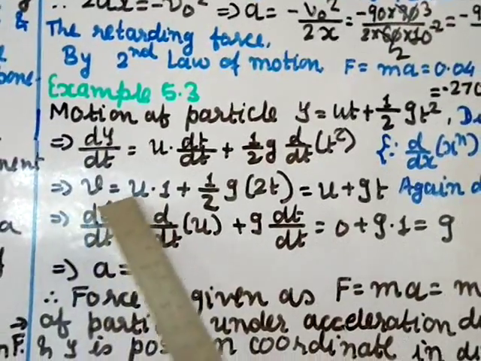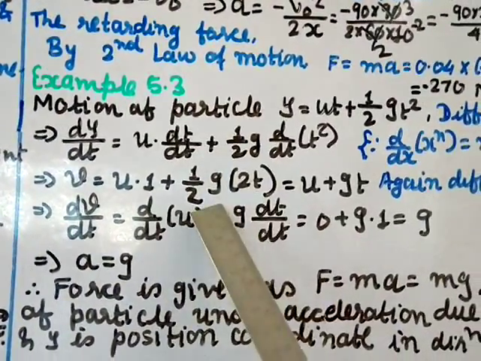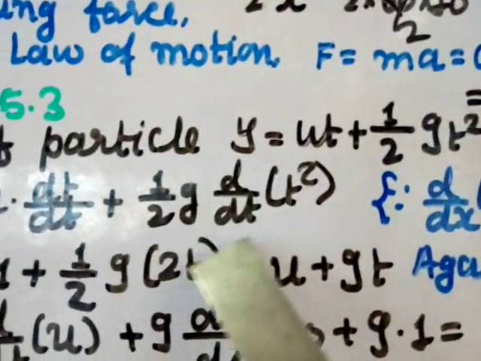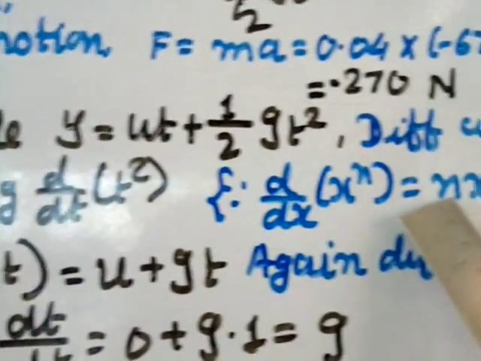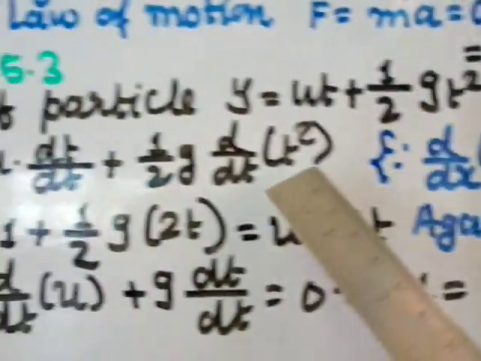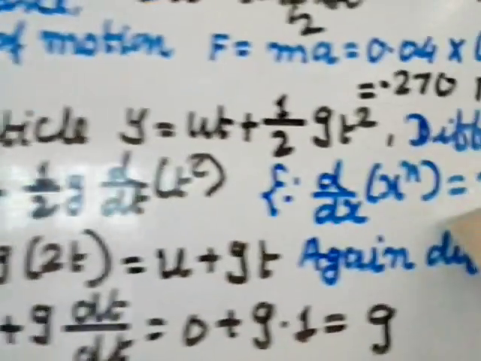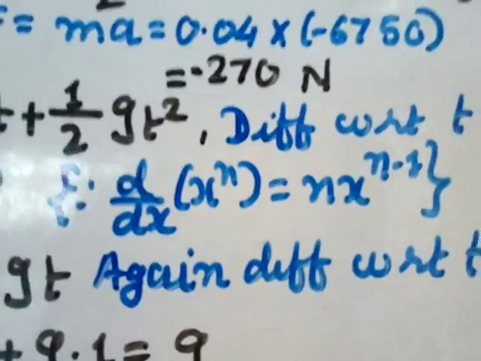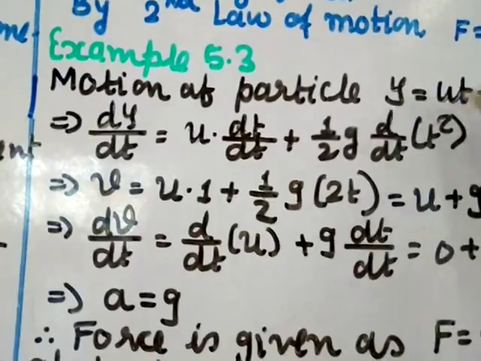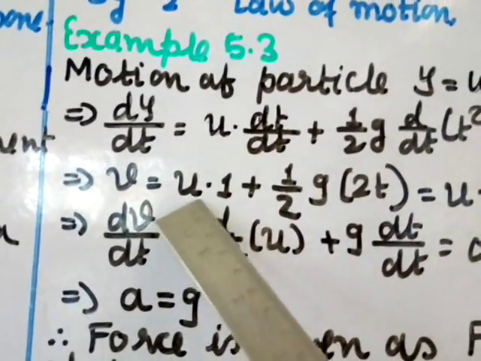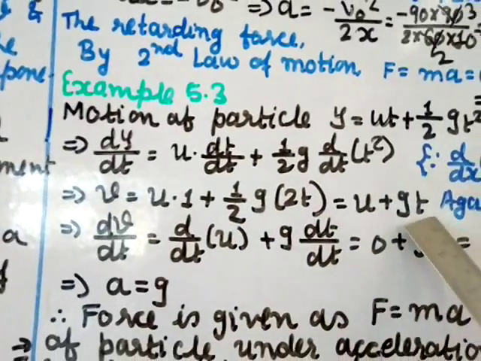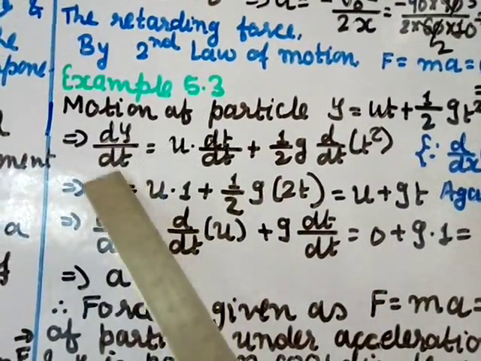So you write here v is equal to u into 1 plus 1 by 2 g as it is, and for t square, you use the formula. Instead of n, you have got 2 here, right? And it is t with respect to t. So you write here 2 into x power 2 minus 1, so 2 into t power 2 minus 1. 2 minus 1 is 1, that means 2t you will get, right? So that is the calculation for this one. And here this one is 1. So u into 1 is u, plus this 2 and 2 you can cut, so gt remains here, right? Now this is your v, velocity dy by dt.